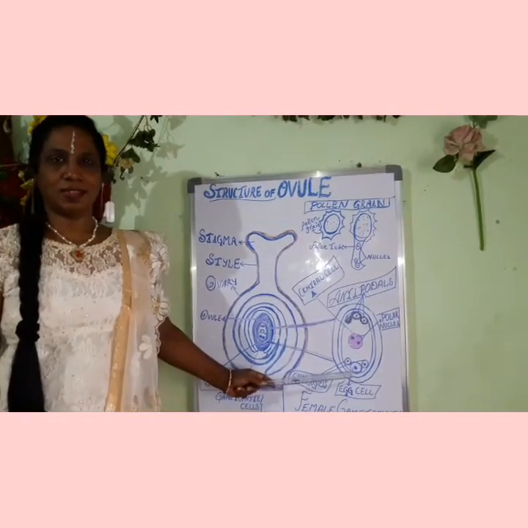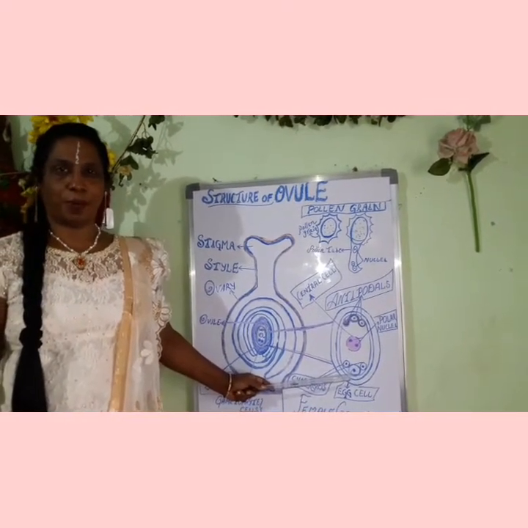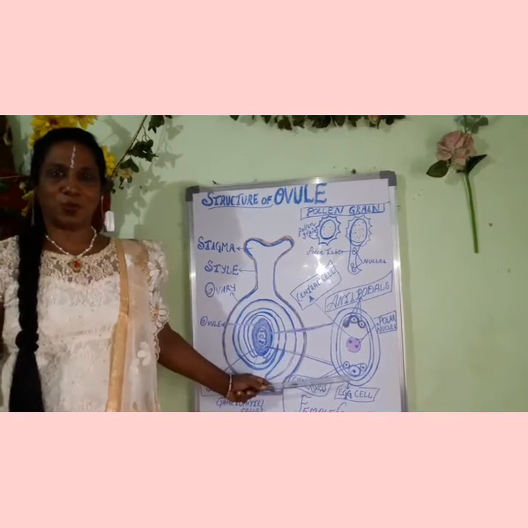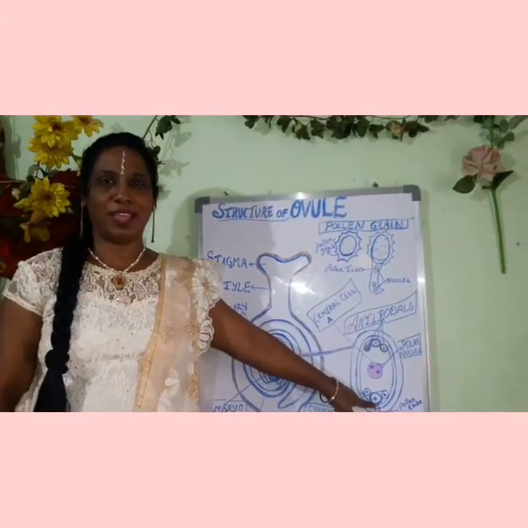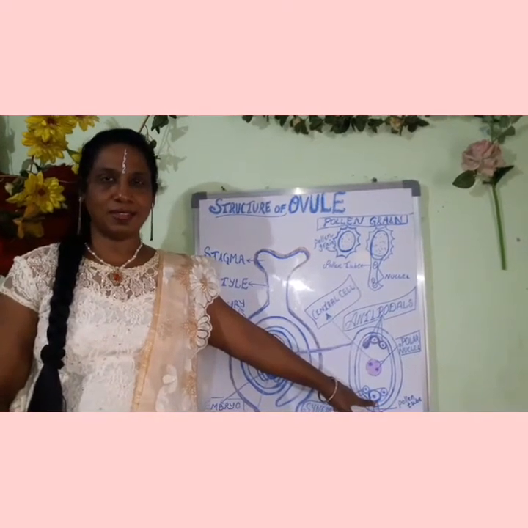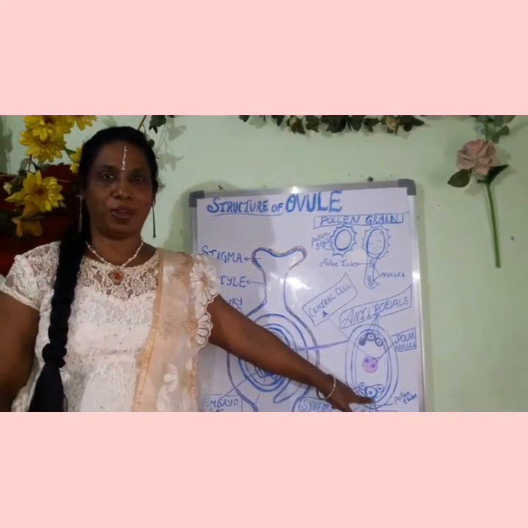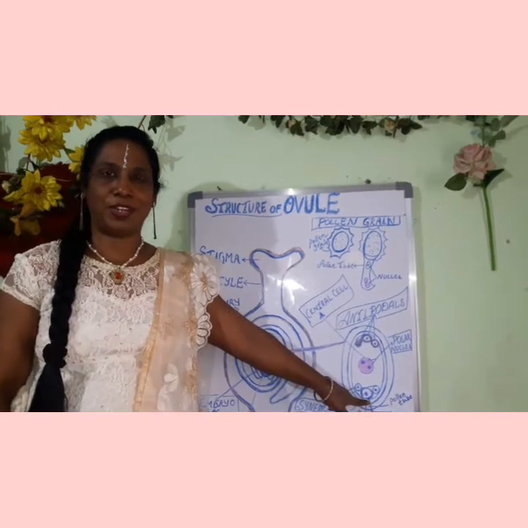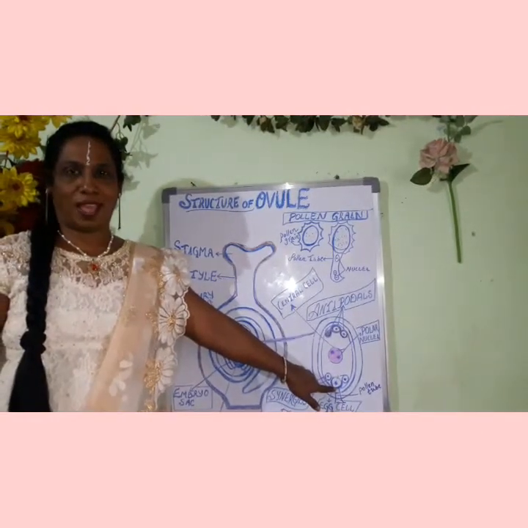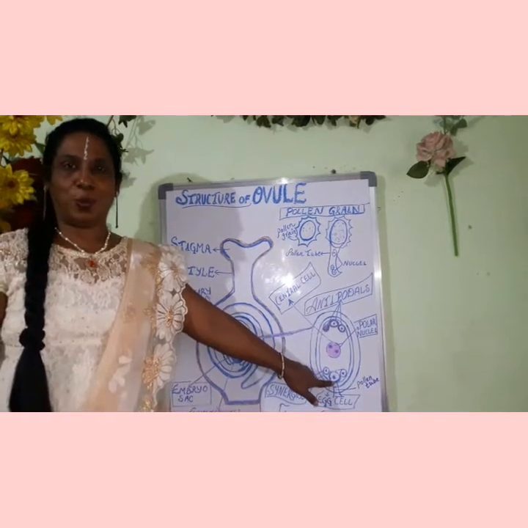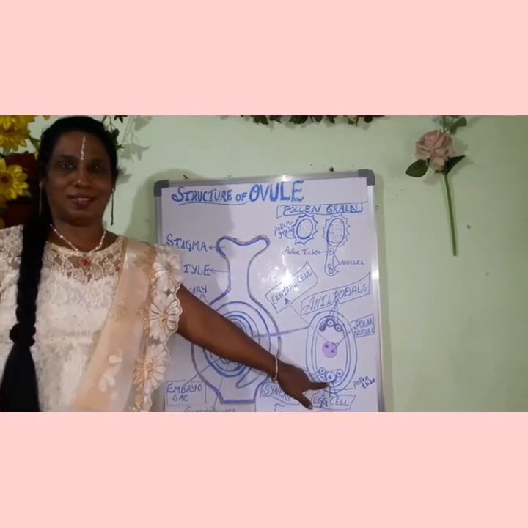The egg cell is present at the end of the embryo sac. At the end of the embryo sac, there is an opening through which the pollen tube enters.